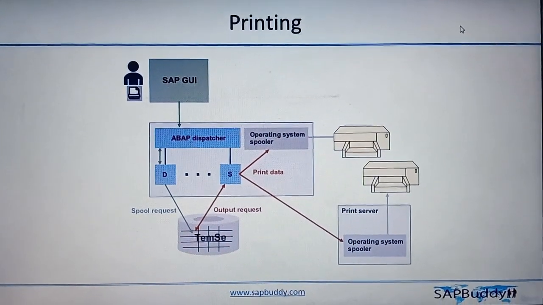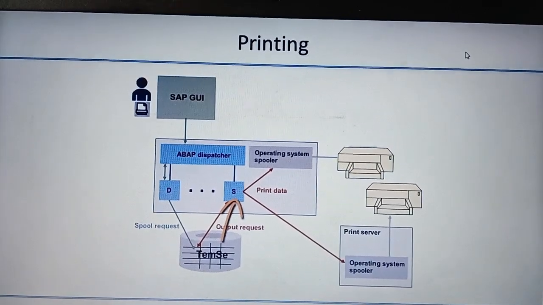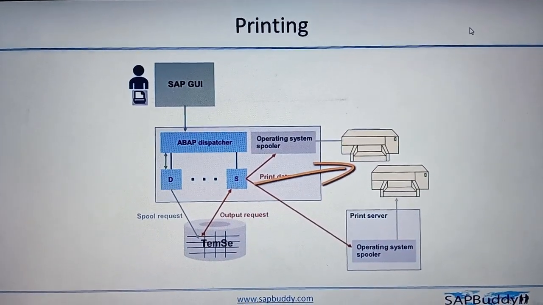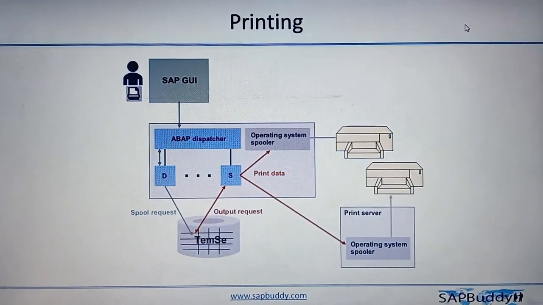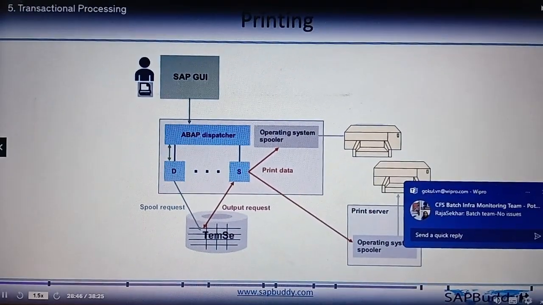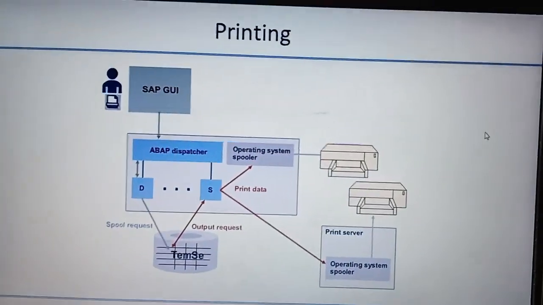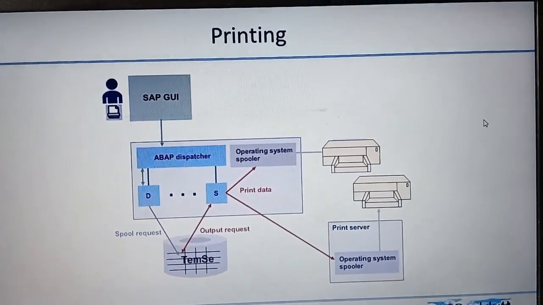So once the spool request is created, the spool work process will pick up this spool request and send it to the output device. That is the work of the spool work process. This is again done on a first-in, first-out basis. This TemSe can also be monitored and managed from your SAP systems. This is quite simple. Let's have a look into our systems and see how the spool is being managed.